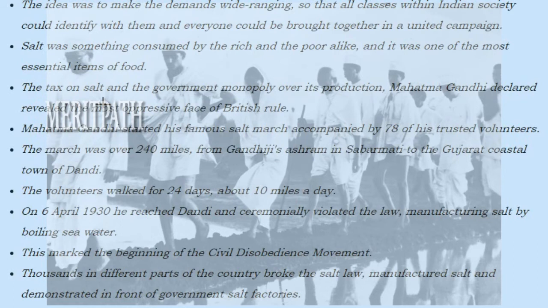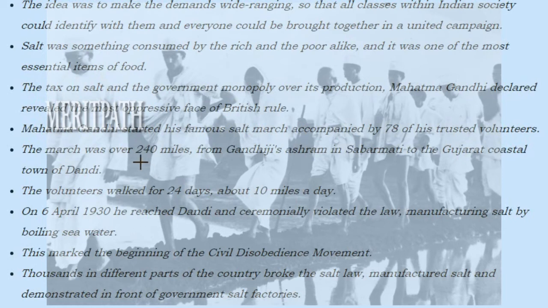Salt was something consumed by the rich and the poor alike, and it was one of the most essential items of food. The tax on salt and the government monopoly over its production, Mahatma Gandhi declared, revealed the most oppressive phase of British rule. Mahatma Gandhi started his famous Salt March accompanied by 78 of his trusted volunteers.